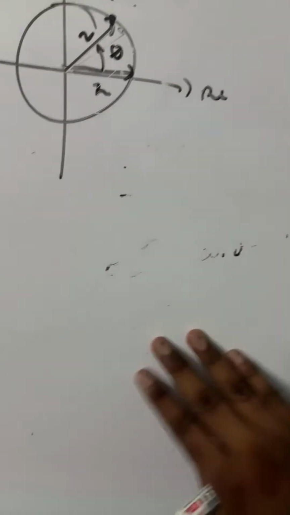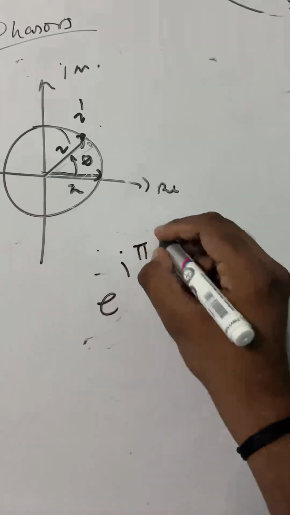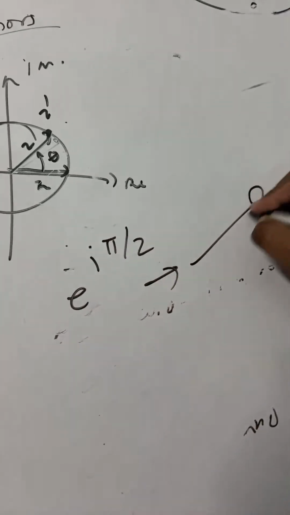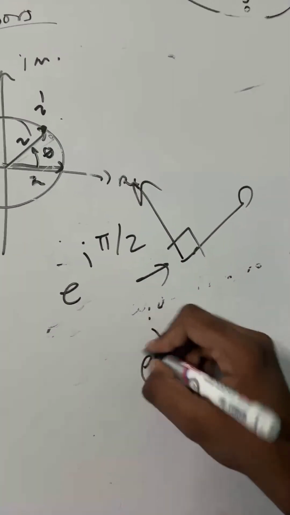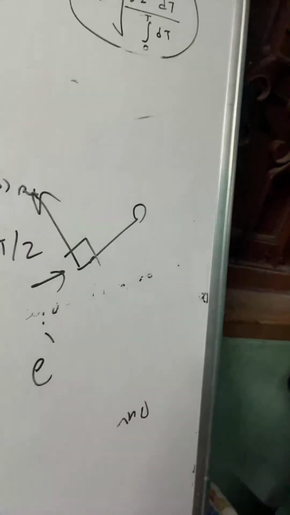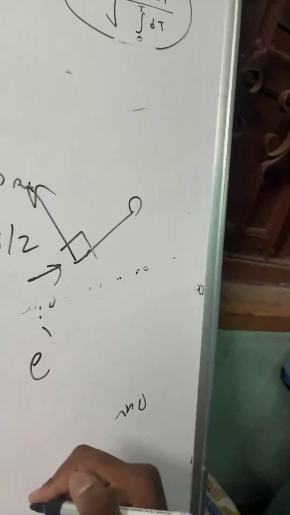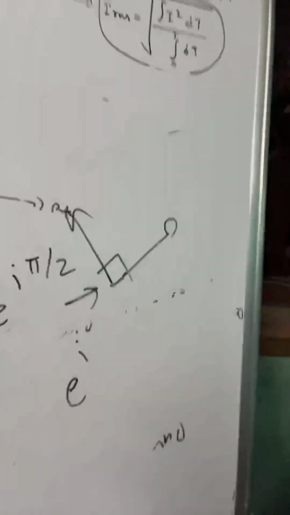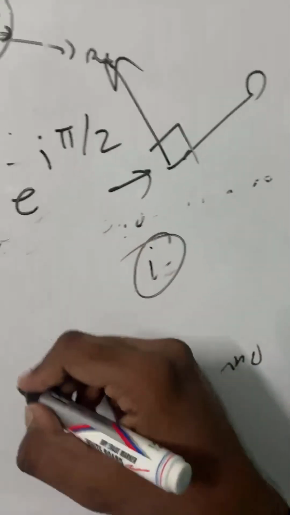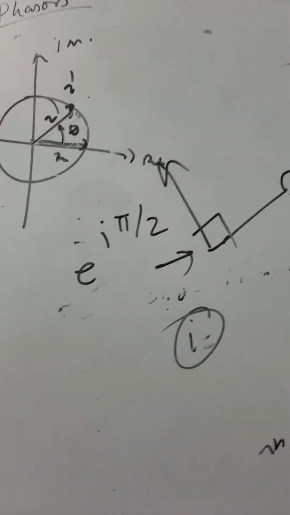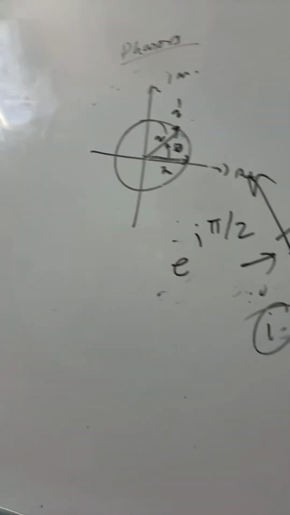So the key insight is when we are multiplying this with e to the power i pi by 2, it is rotating the vector by 90 degrees. It is simply e to the power i pi by 2, cos pi by 2 is 0 and i sin pi by 2 is i, so it will be simply i. So it creates a transverse vector, right?